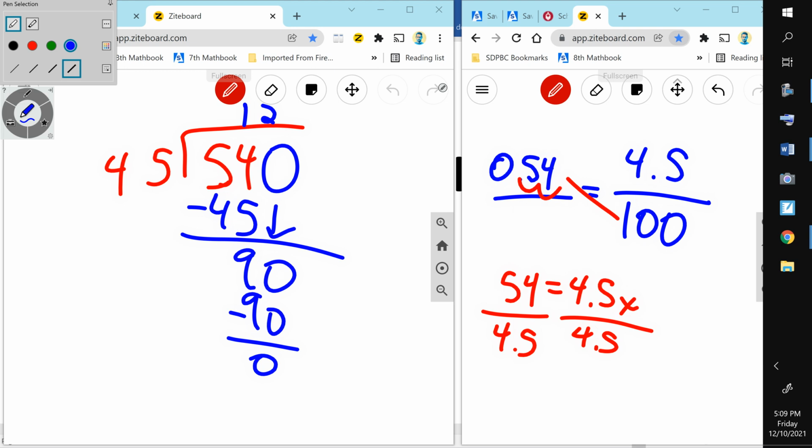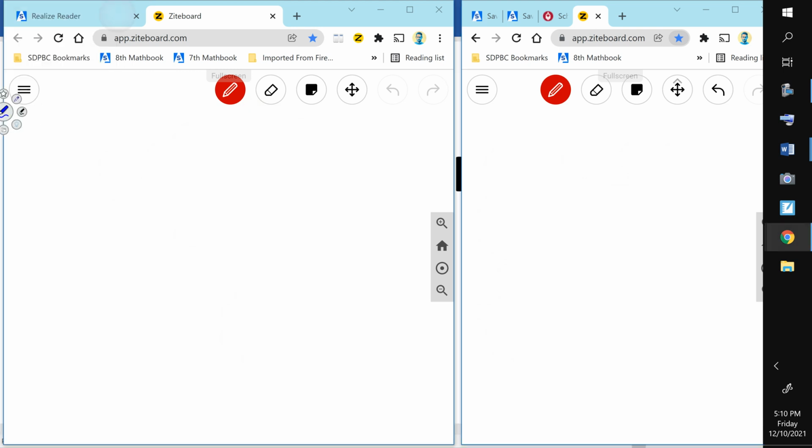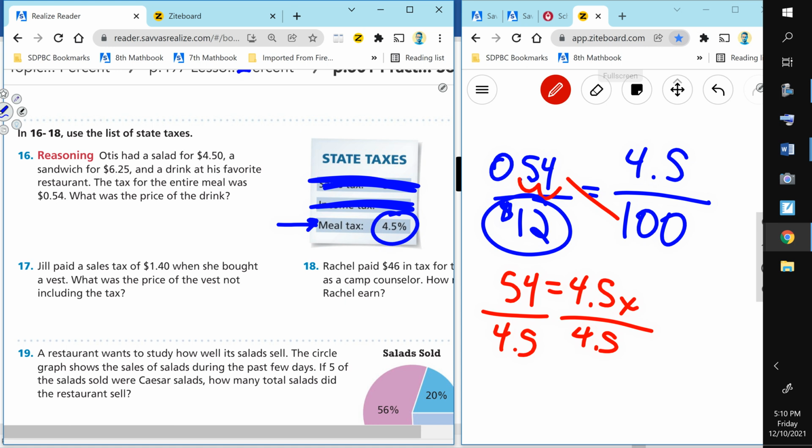So guess what? What this tells me is the total cost of the meal. Do not drop that dollar sign. The total cost of the meal is $12. If you put that as your answer, you missed it. Because the question is not asking the entire meal cost. It's asking for the price of the drink.